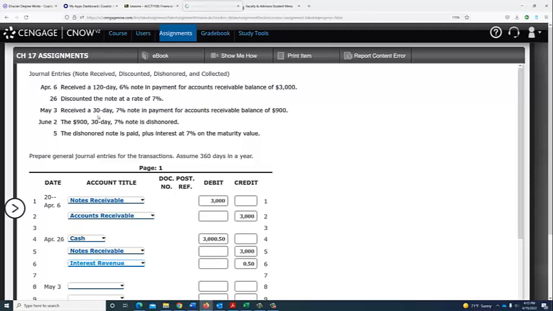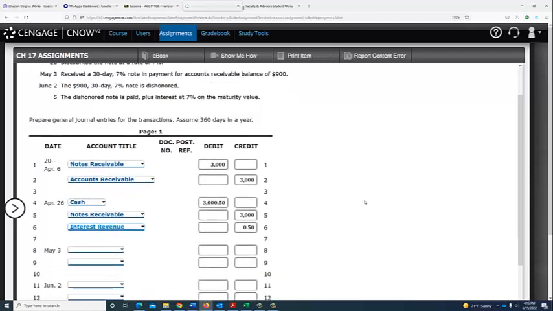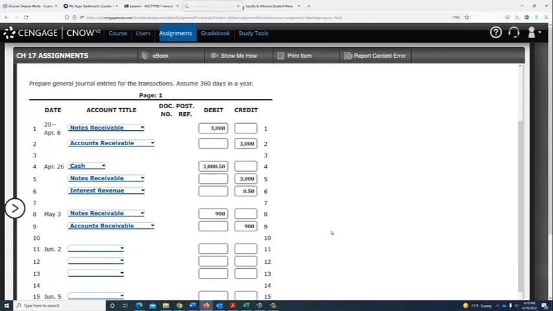On May 3rd, we received a 30-day 7% note in payment of an accounts receivable for $900. So we'll make the same entry we did before. We'll add the notes receivable to our books with a debit, and then credit accounts receivable to remove the old accounts receivable that was satisfied with the note. Then on June 2nd, the 30-day 7% note is dishonored. So that's not a very difficult entry.